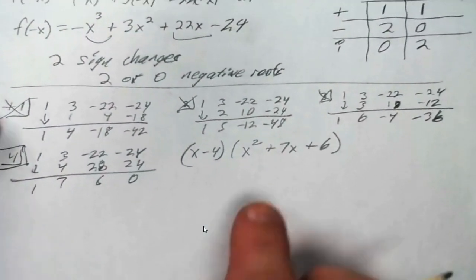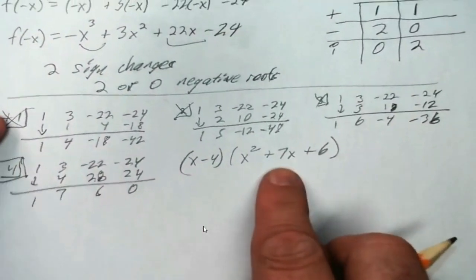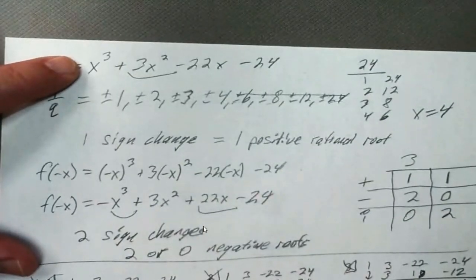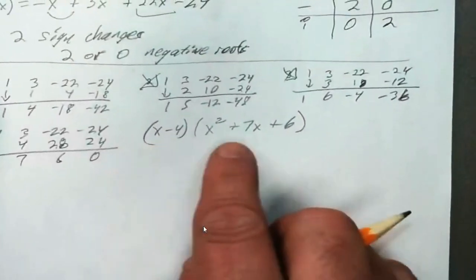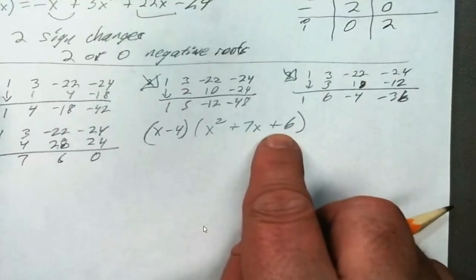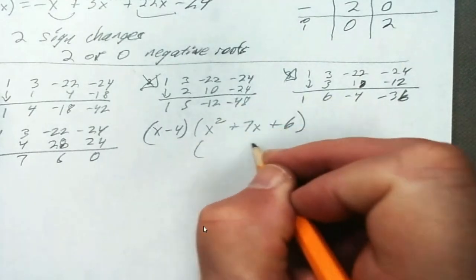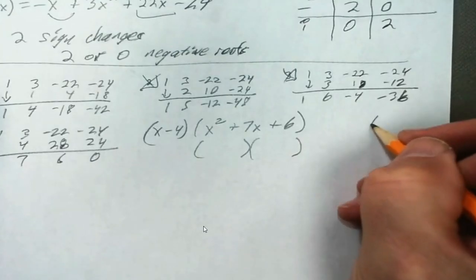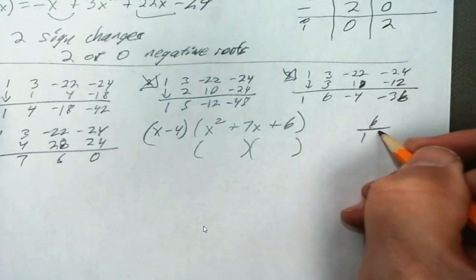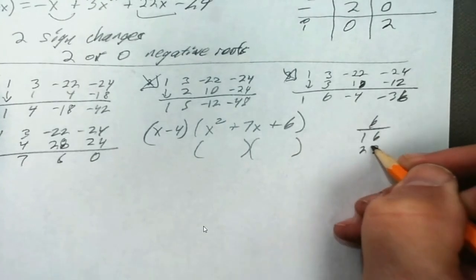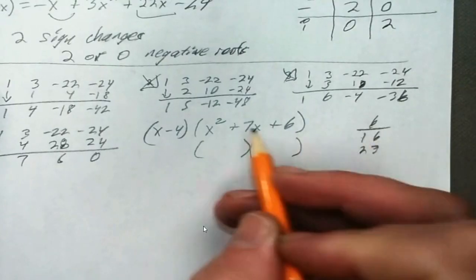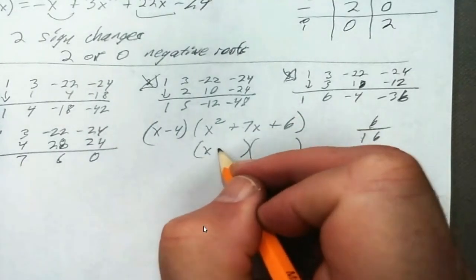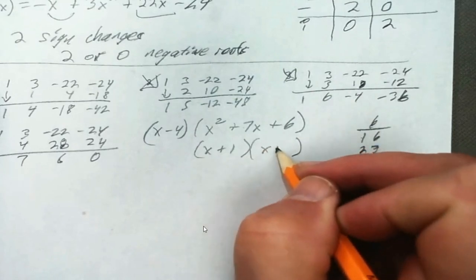This is the depressed equation, which means this is the original equation after we have factored out one of the terms. Now we have a quadratic equation, so we can factor this. We take the factors of 6, which are 1 and 6, or 2 and 3, and 1 plus 6 equals 7. So this is x plus 1 and x plus 6.